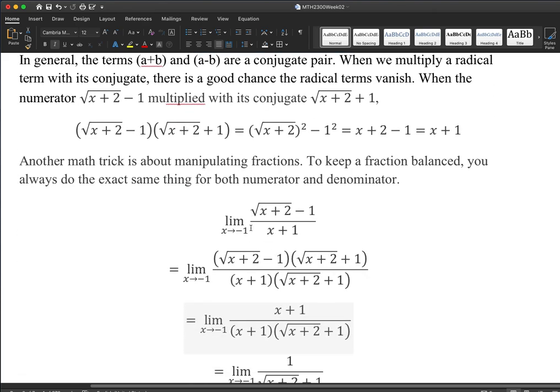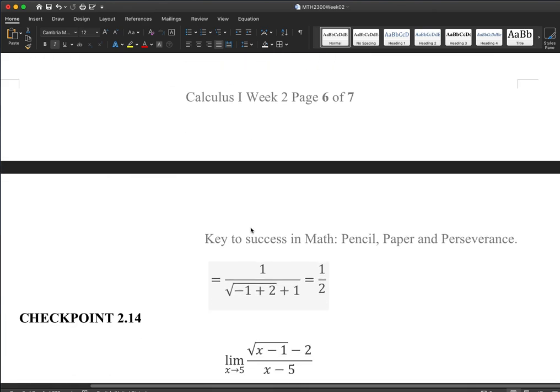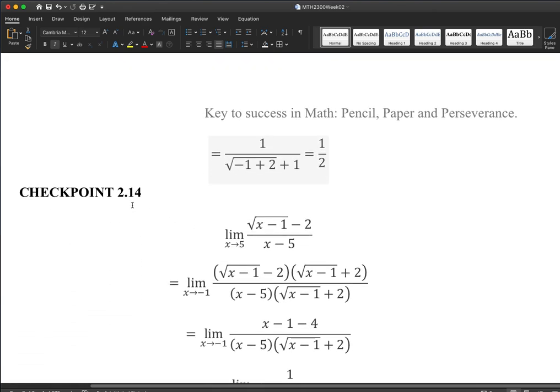Okay. One more, I think this is also from the textbook, checkpoint 2.14. And this limit, you cannot use direct substitution. Replace x with 5, it's a 0. And again, interesting enough, numerator is 0 too. 5 minus 1, that's 4. Square root of 4, that's 2. 2 minus 2, that's 0. Okay, it is in the indeterminate form of 0 over 0.